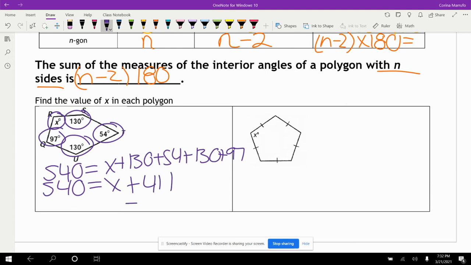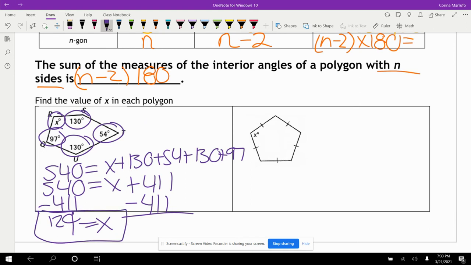Now we're solving for x. So I'm going to go ahead and move this 411 to the other side by subtracting it. So 540 minus 411. Let's go ahead and figure out what that gives us. And that gives me 129 equals x. And that's it.